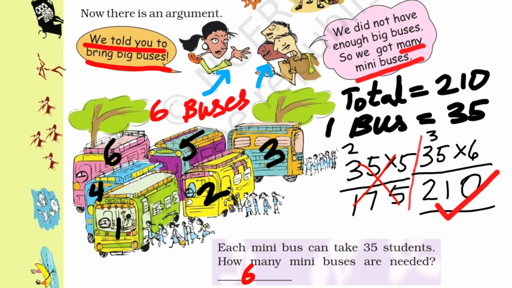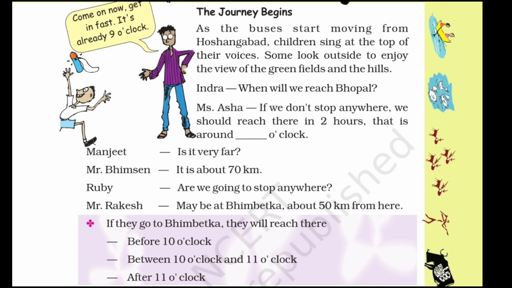Okay, next. So now the journey begins to Bhopal. So the teacher is telling a student, come on now, get in fast. It is already 9 o'clock. Look at the children. He is jumping, he is throwing his water bottle. But the teacher is telling him to get in fast because it's already 9 o'clock.